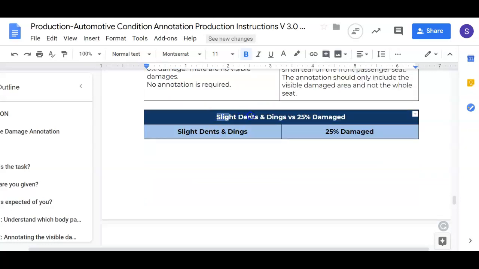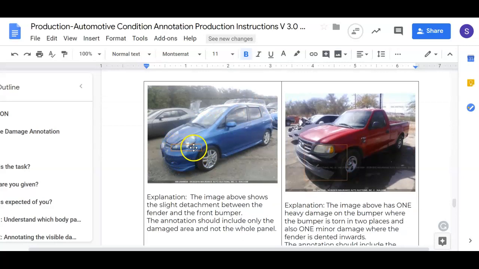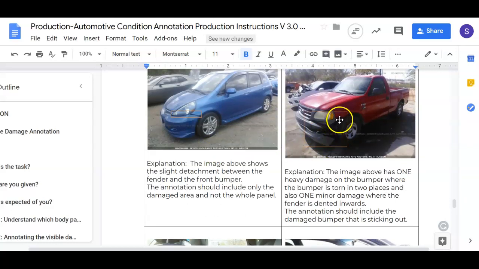Now the next thing we want to look at is slight dents and dings versus 25% damage. Obviously, slight dents will not have any heavy damages. You see just slight detachment, that's considered a slight dent. Here there are two levels of tear, and also there's a dent here. The bumper here is dented inwards. And also this bumper right here has a massive tear. I think also another heavy damage is where the fender is dented inwards. So for any parts that are sticking out, please remember to include the parts that are sticking out.